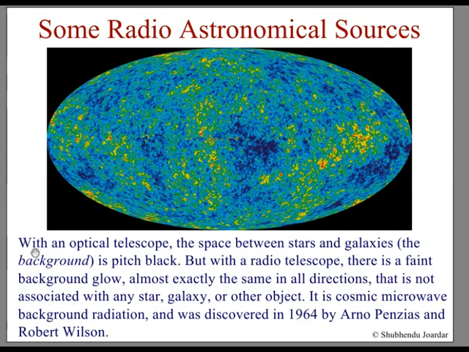I'll read this one. With an optical telescope, the space between stars and galaxies, the background is pitch black. But with radio telescope, there is a faint background glow, almost exactly the same in all directions. That is not associated with any star, galaxy, or other object. These are the lumped elements that I was talking about. It is the cosmic microwave background radiation and was discovered in 1964 by Arno Penzias and Robert Wilson.